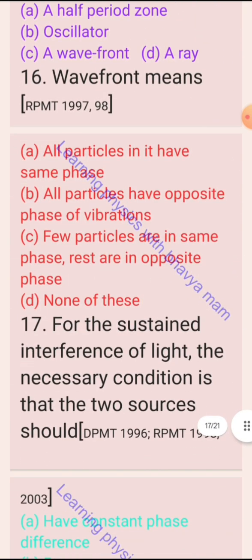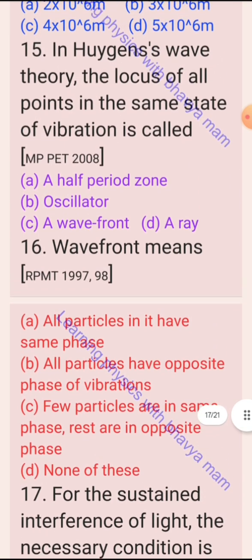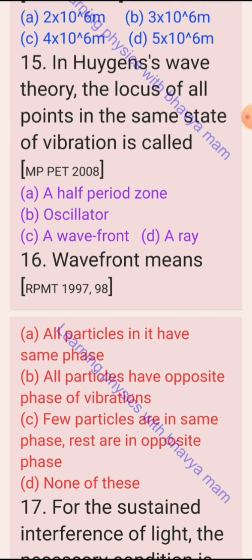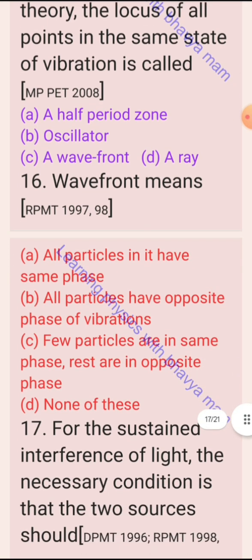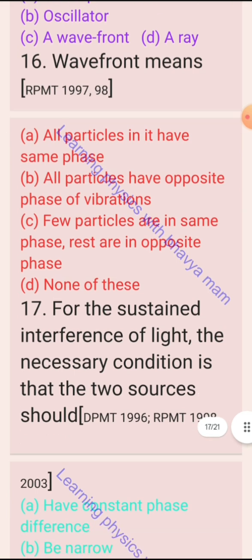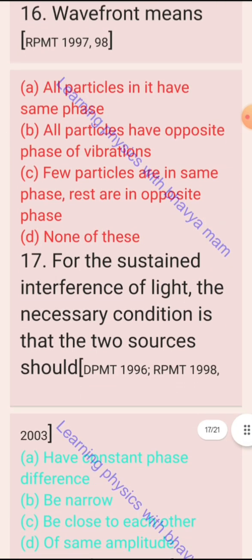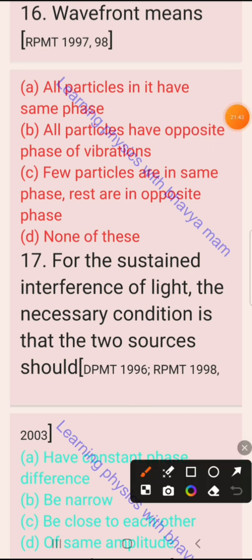Okay, the next one. In the previous question you can observe that they have written the answer, right? The locus of all points in the same state of vibration is called one word, you should answer this. It's a wavefront. Now in 16th question, what is wavefront means? You just check which answer is correct. All particles in it have same phase. The first option itself is correct, right? 16th one, done. No need of checking other options, right?